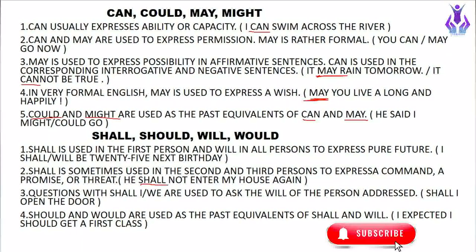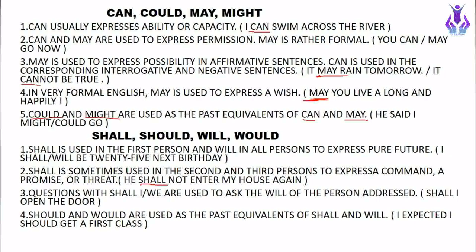So the next one is question with shall. We use it to ask the will of the person addressed. So shall I or shall we is used to ask a question, or to ask the will of the person. Like when we are addressing a certain person, to ask their will or their permission, we use shall I or shall we. Shall I with singular and shall we with plural. For example, shall I open the door? So here we are asking for the will of the person we are addressing.